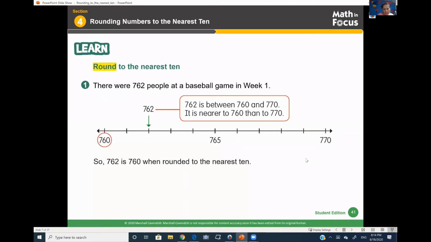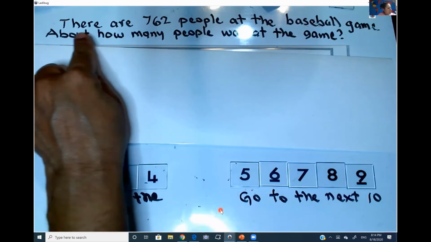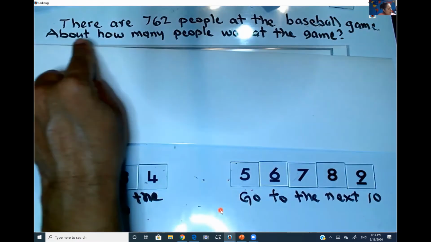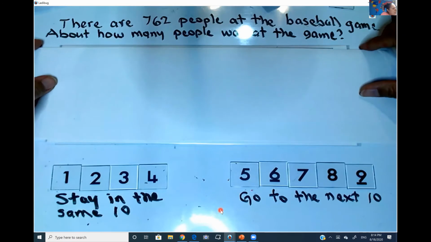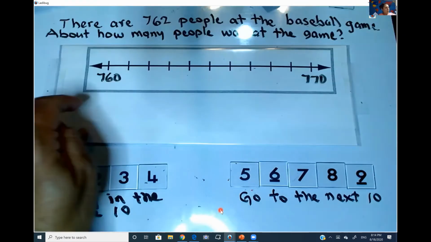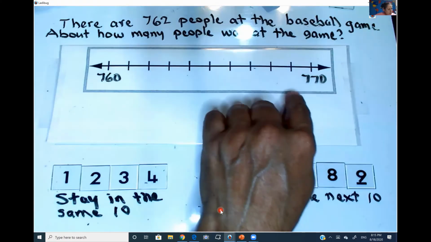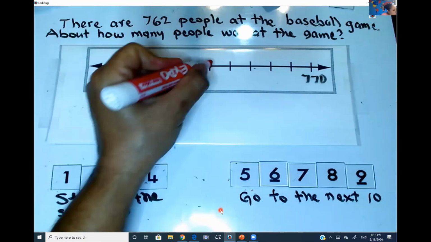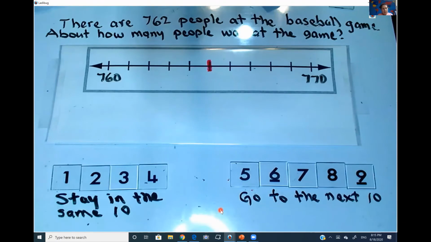Now let's try to solve a harder problem. So let's read the problem. The problem says there are 762 people at the baseball game, about how many people were at the game? So the first thing we have to remember is we're rounding to the tens. So I have two tens on my number line. The first one is going to be 760, and the next one is going to be 770. Now remember, one of the things we said is that we need to find the number in the middle first. And the number in the middle goes there, and it's going to be 765.